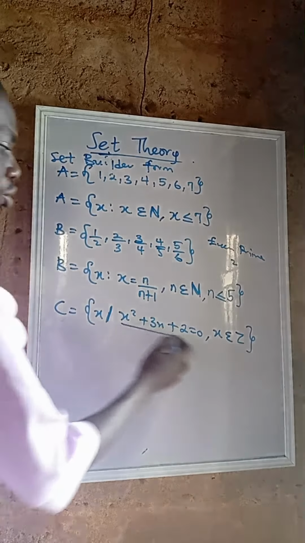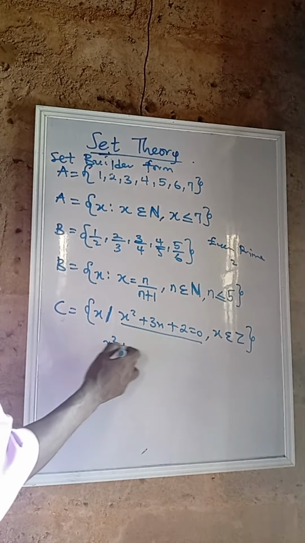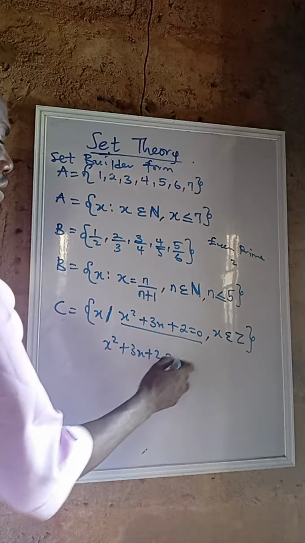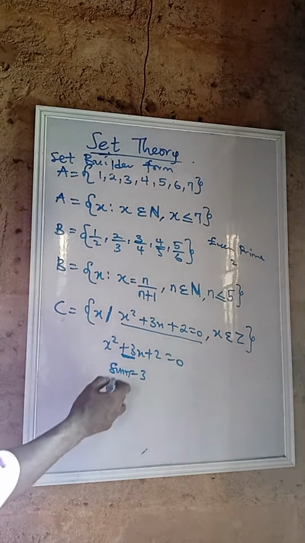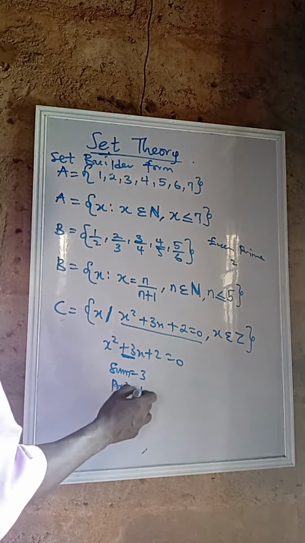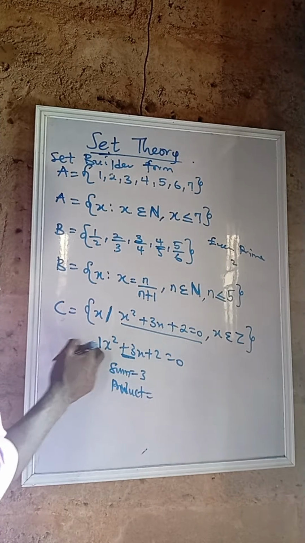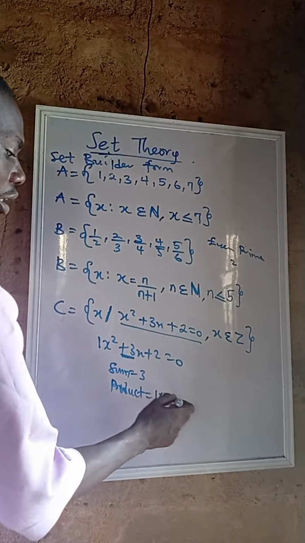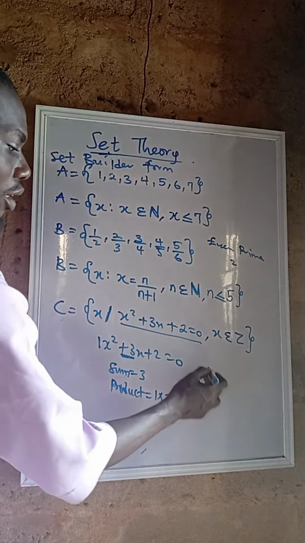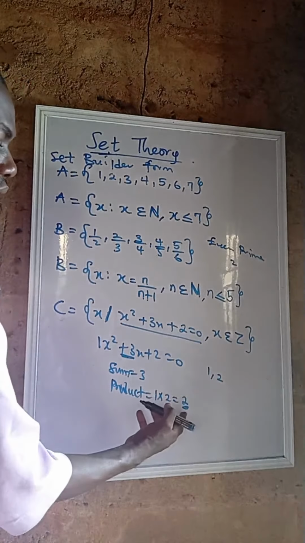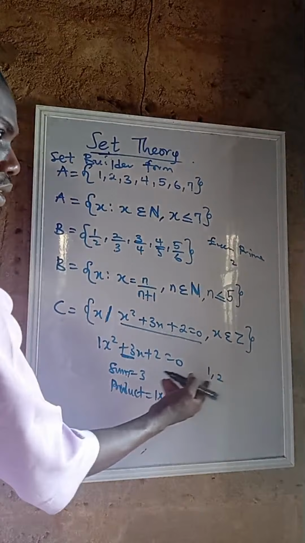So we then try to solve this one here. You can see that it is a quadratic equation. To solve this, you say this is your sum, and the product is this multiplied by this, and that will be 2. So you look for two numbers that when you multiply you have 2. That will be 1 and 2. Is there any other number that when you multiply you have 2? No. So that's the only two numbers we have.